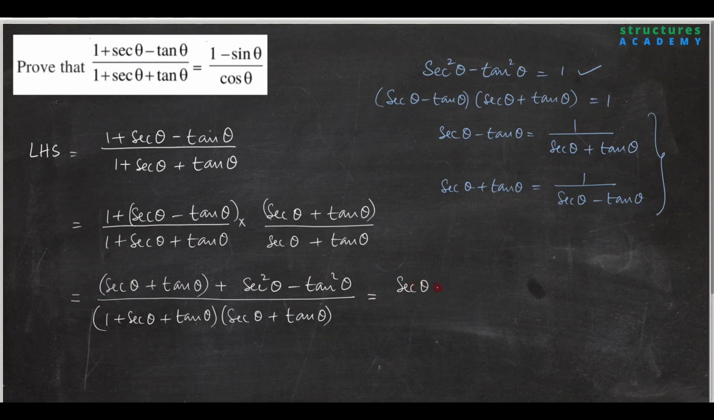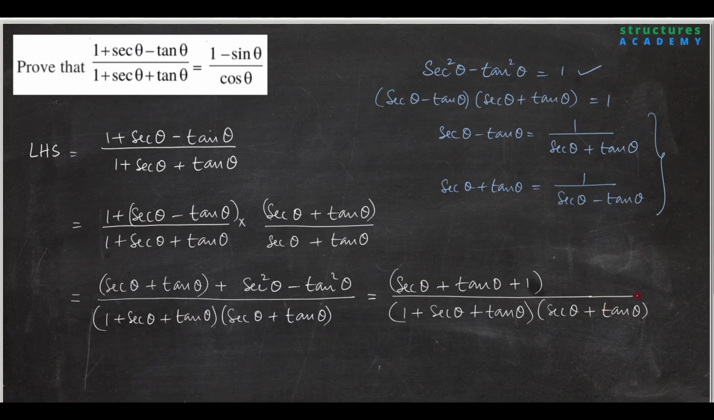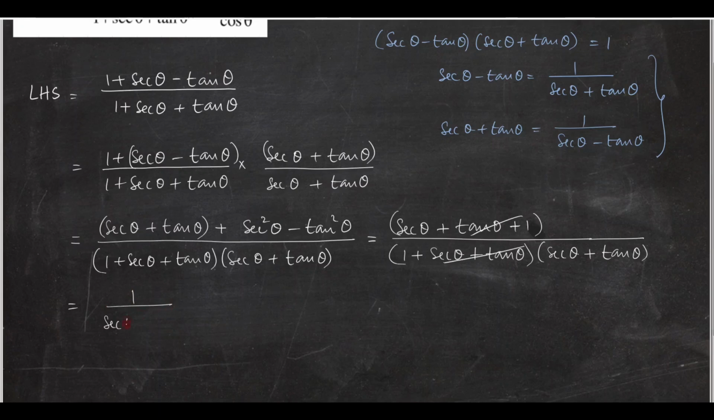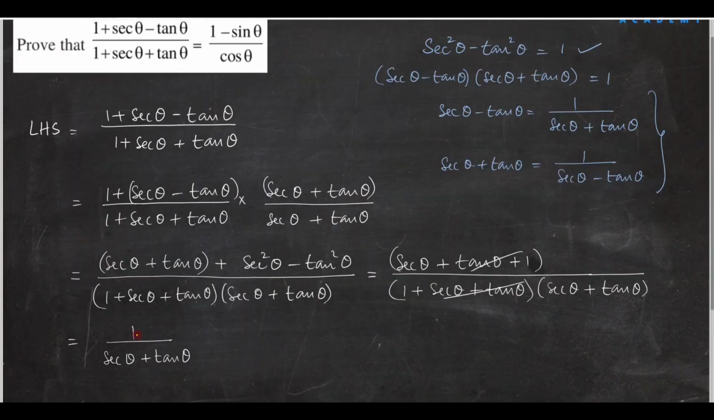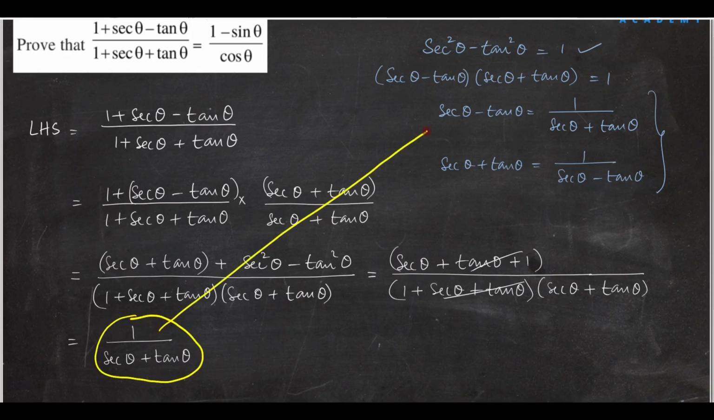So this is (sec θ + tan θ + 1) divided by (1 + sec θ + tan θ) multiplied by (sec θ + tan θ). So I can cancel these two terms. That leaves me with 1 upon (sec θ + tan θ). Now remember, I can always write 1 by (sec θ + tan θ) as sec θ − tan θ. So I'm going to do that. I'm going to write this as sec θ − tan θ.